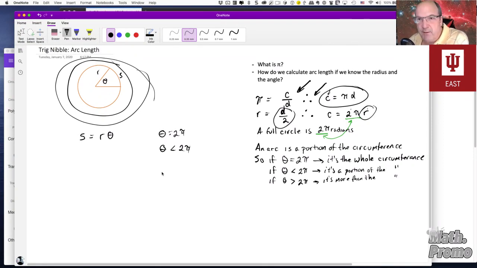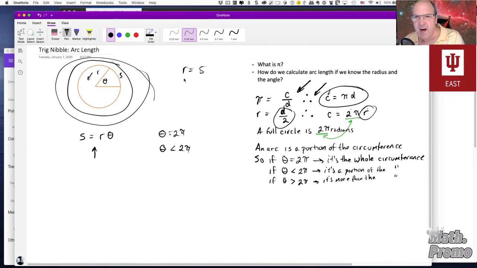And I'm not saying you'll never get a theta that's greater than 2 pi, but my guess is most times you're given a math problem, theta is going to be less than 2 pi. Your angle is going to be less than 2 pi. So it's really simple, actually. So for argument's sake, we'll make one here. Let's say our radius equals 5.